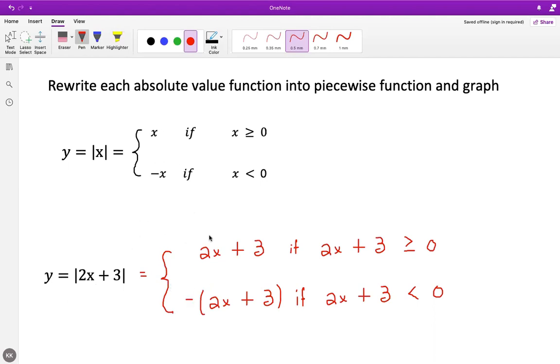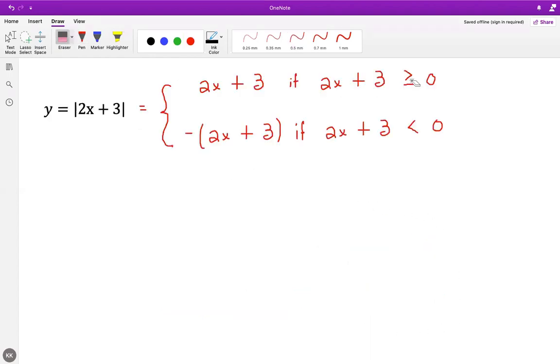So y equals 2x plus 3 if 2x plus 3 is greater than or equal to 0. y equals negative (2x plus 3) when 2x plus 3 is less than 0. This is the first step I'm going to do. Notice that 2x plus 3 greater than or equal to 0 doesn't match the previous one. We want the x and the numbers isolated: the x must be on one side and all the numbers on the other side. Which means I need to solve these two inequalities for the next step.